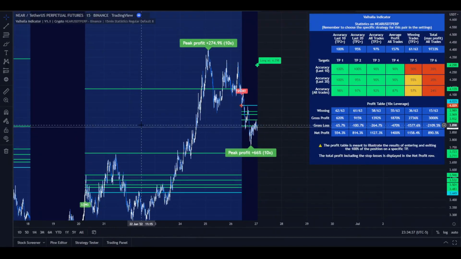Next, we will have a more detailed vision of the accuracy percentage of all of our 6 different take profit levels, separated by the last 10 trades, the last 20, and finally all of the trades.